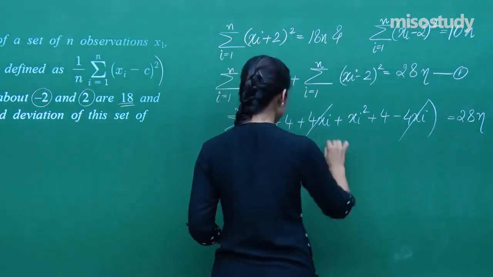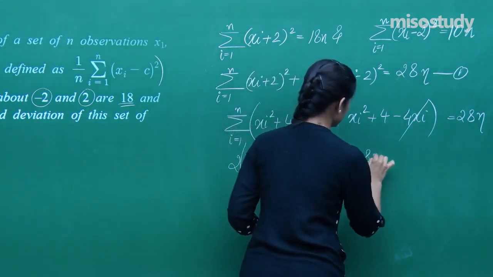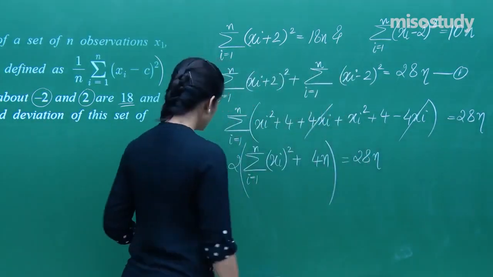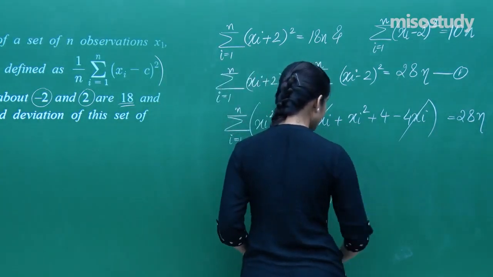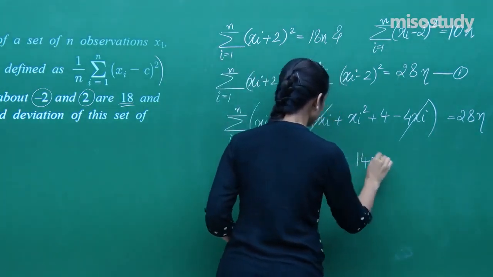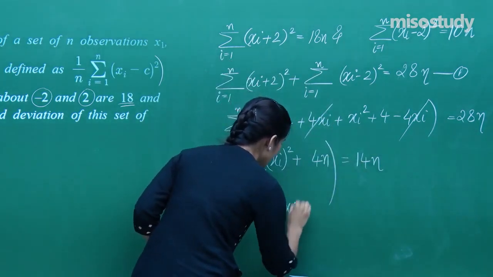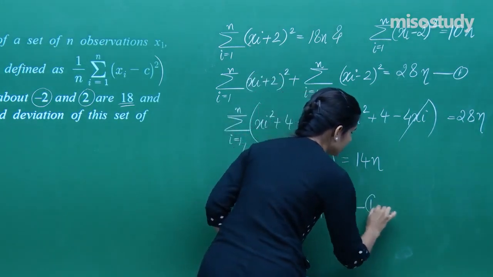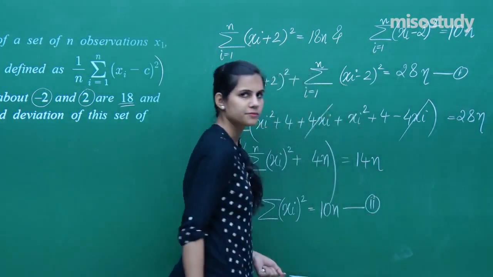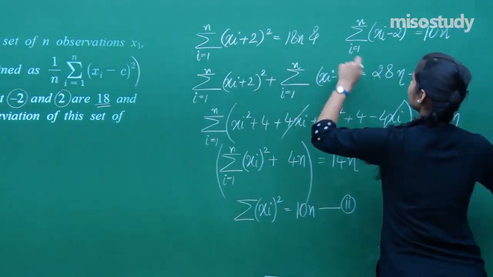Fine. This is equal to 28n. This 2 obviously goes that side and makes this from 28n to 14n. And then this 4n goes that side and you get summation xi square is 14n minus 4n, which is 10n. Clear? Now let's talk about subtracting these two.